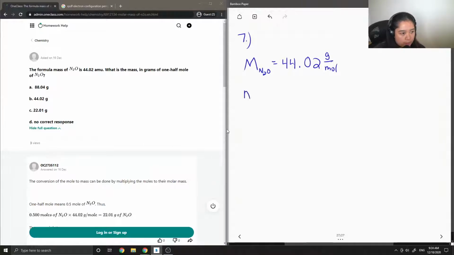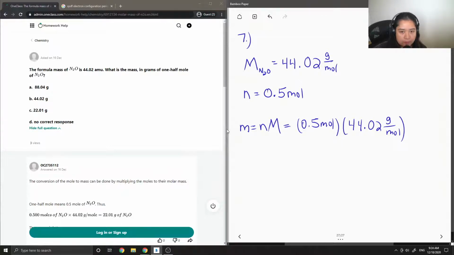The question gives us the number of moles, which is 1/2, so just 0.5. And then if we want to find the mass, all we have to do is multiply the number of moles by its molar mass. So pretty straightforward answer. We just need to multiply 44.02 grams per mole by 0.5, which is the same thing as just dividing it by 2. So you'll see that our units for moles will cancel out, and then we're left with 22.01 grams as our answer. So the correct response is C.